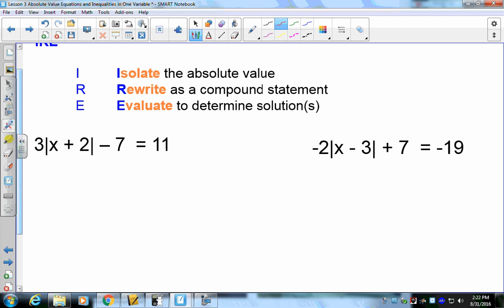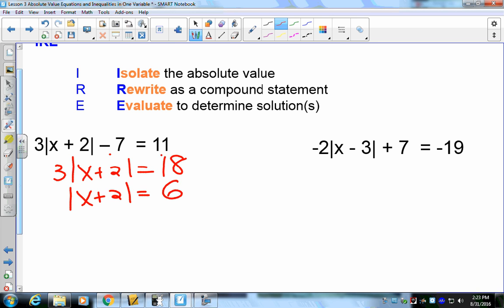All right, so I'm going to start here by adding 7 to both sides. So when I add 7, I get 18. Now I can divide both sides by 3. So the absolute value of x plus 2 equals 6. Well, now that my absolute value is isolated, meaning there's nothing being added or subtracted outside the absolute value, nothing being multiplied or divided outside the absolute value, I can go ahead and set up my two equations.